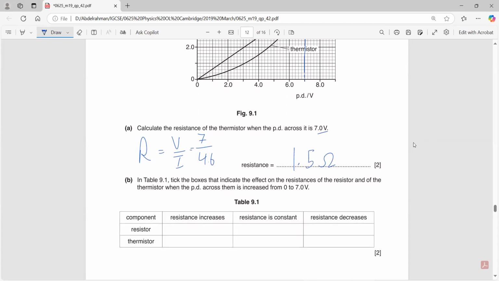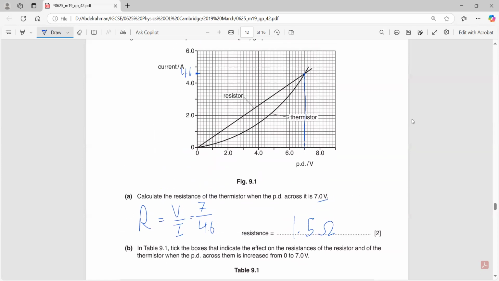In table 9.1, tick the boxes that indicate the effect on the resistance of the resistor and the thermistor as the voltage increases from 0 to 7. As the voltage increases from 0 to 7, what happens to the resistance of the thermistor, or of the resistor? The thermistor is curving upwards, and the resistor is moving in a straight line.